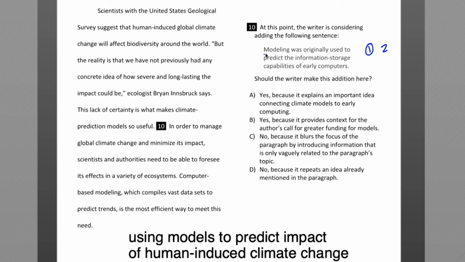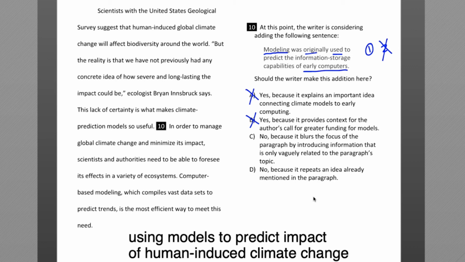Although the sentence does talk about modeling, it talks about the original use of modeling. We don't have any reason in this paragraph to care about the original use of modeling. That may be addressed elsewhere in the passage, but it's not addressed in this paragraph. Moreover, this paragraph in particular has nothing to do with early computers. We're talking about climate prediction models. So I do not think that this sentence is relevant enough to be added into this paragraph. And that makes it easy to cross out both A and B. Both A and B say we should add the sentence, but I don't think we should because it's not relevant.